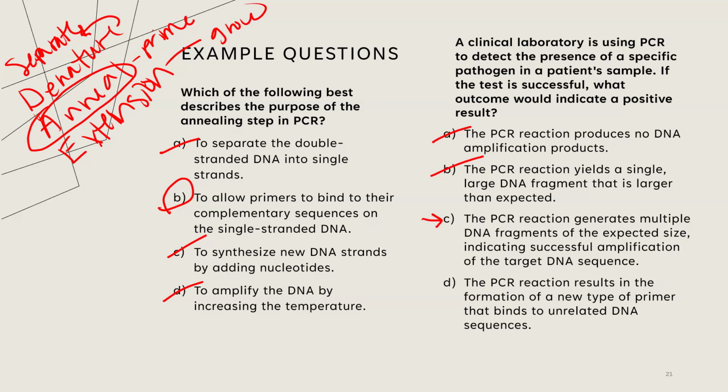The PCR reaction results in the formation of a new type of primer. No, it's not going to make anything new. It's just copying what's already in there. So that's how we know it's C. We're just amplifying the sequence if that person is positive.